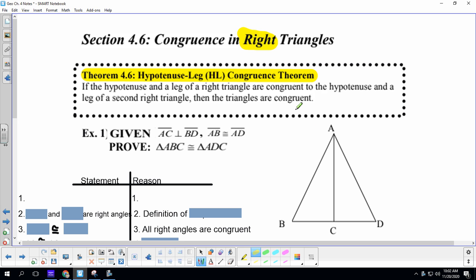So we're going to add that to our side, angle, and angle, side. We're going to add hypotenuse leg to that. If the hypotenuse and a leg of a right triangle are congruent to the hypotenuse and a leg of a second right triangle, then the triangles are congruent. So if I have a hypotenuse and leg that are congruent, I can say that my triangles are congruent, as long as we're talking about right triangles.